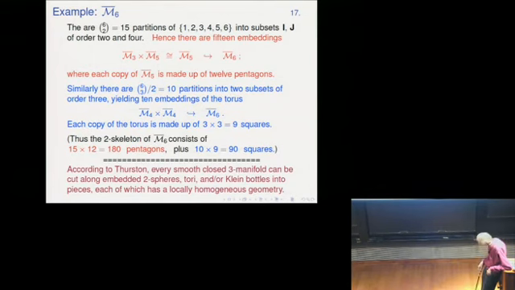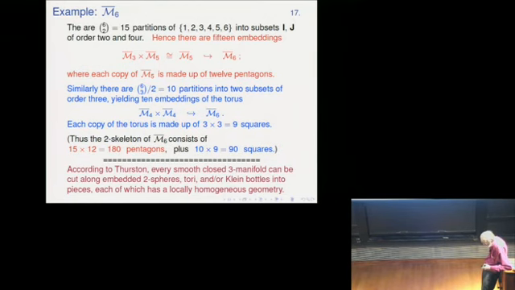There's a beautiful theory by Thurston describing all possible smooth closed 3 manifolds. His conjecture was that every smooth closed 3 manifold can be cut up along either 2 spheres, tori, or Klein bottles into pieces, each of which has a locally homogeneous geometry. And he described 8 possible local homogeneous geometries. He proved many cases of this, and it was finally proved in complete generality by Perelman. So it must apply to M6 bar.